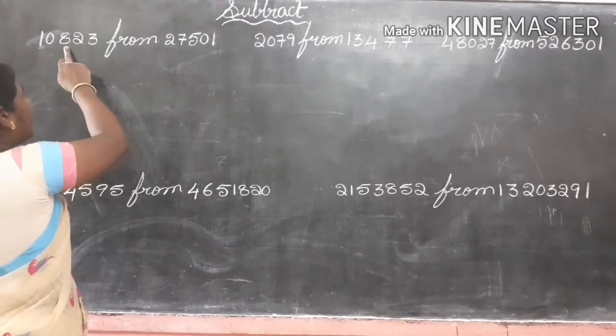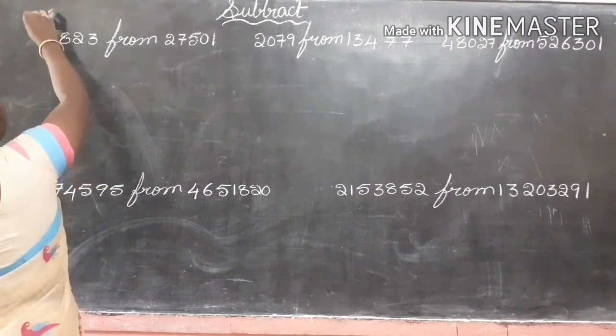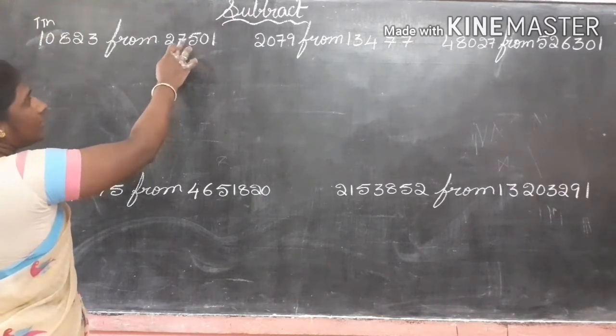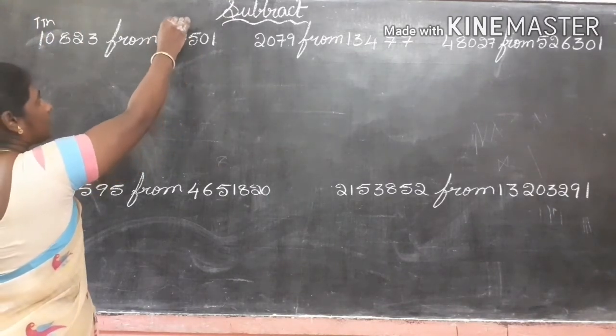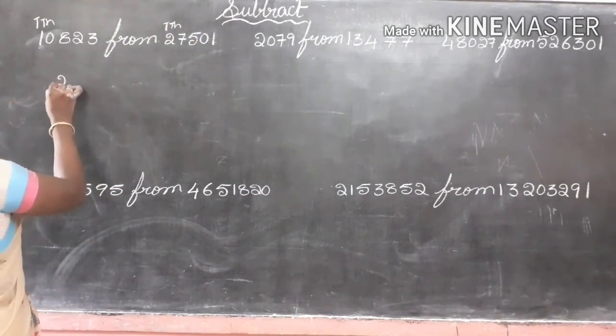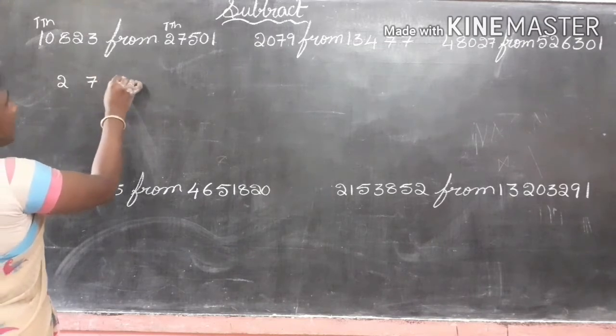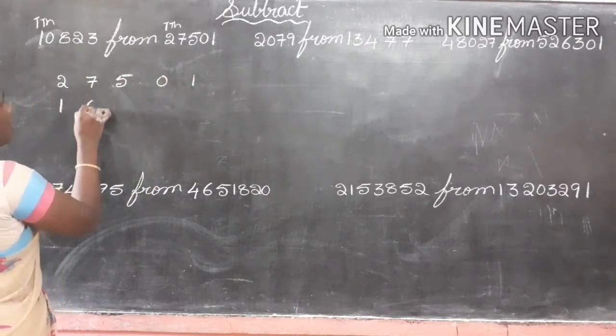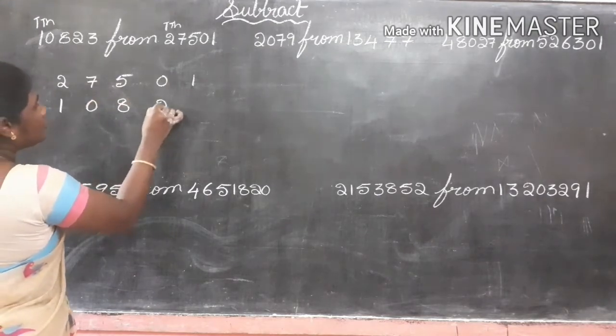Ones, tens, hundreds, thousand, 10,000. So here the first place is 10,000. Here also, ones, tens, hundred, thousand, 10,000. Here also the first place is 10,000. So first we have to write this number, 27,501. That one down, 10,823.